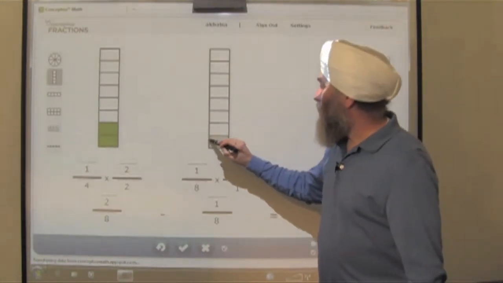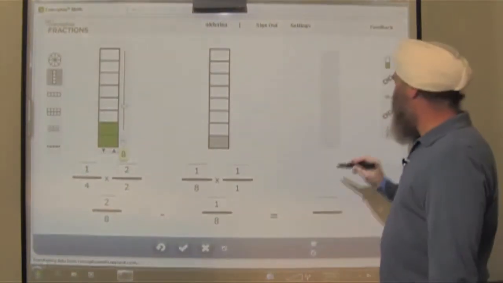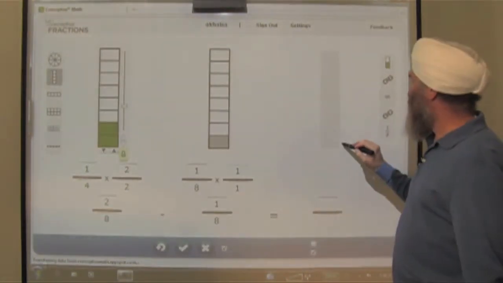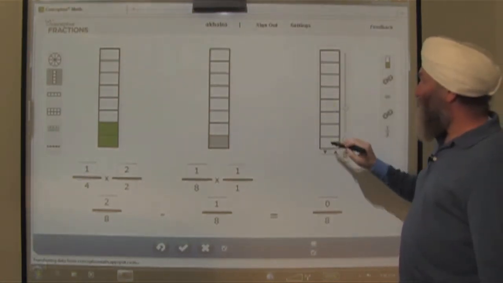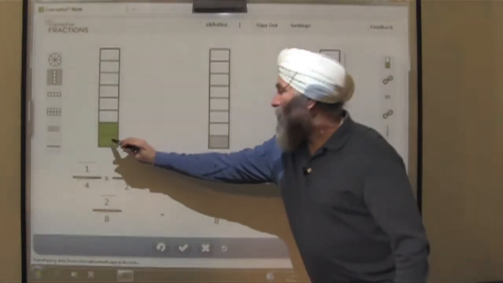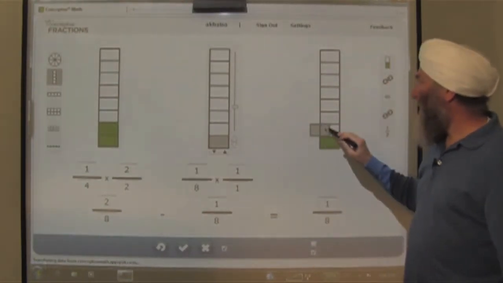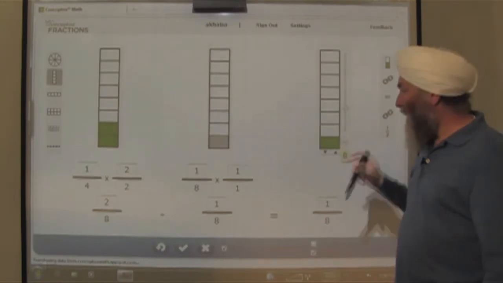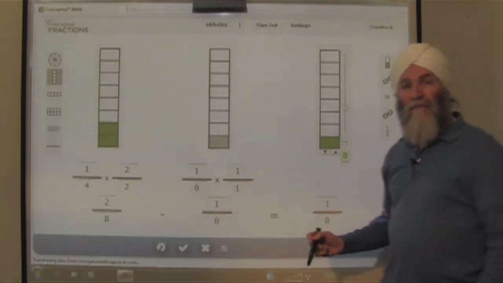So here we go. I take that 1/8 and subtract it from the 2/8. And what am I going to end up with? Well, we'll see. 1/8. 8 equal parts, 1 shaded part. You start with 2/8. You take away 1/8, and you end up with 1/8 remaining. 2/8 minus 1/8 equals 1/8.